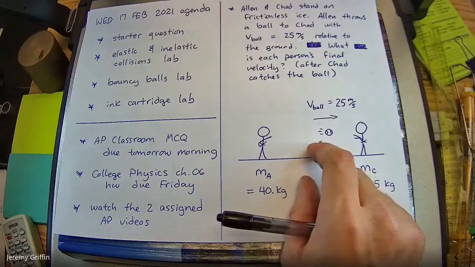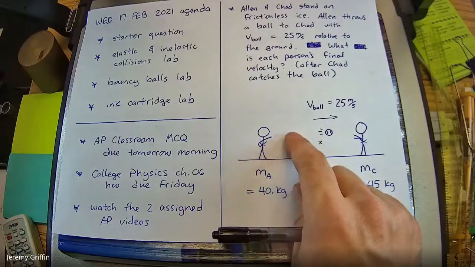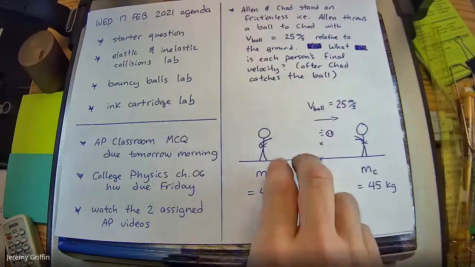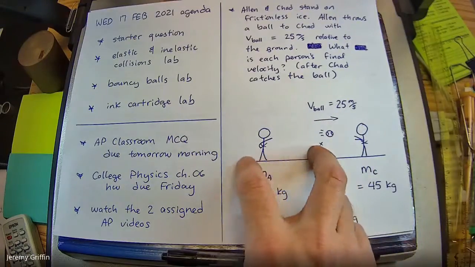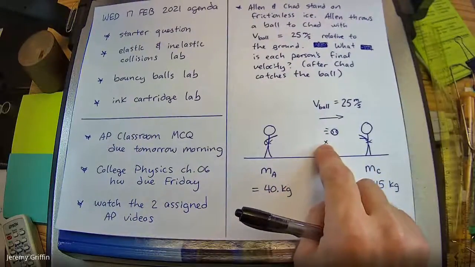Then Alan throws the ball. Now, when the ball is in mid-flight, exactly like the picture shows, Alan's moving backwards, the ball's moving forwards, and Chad is still at rest. What is happening to the center of mass of that three-object system?